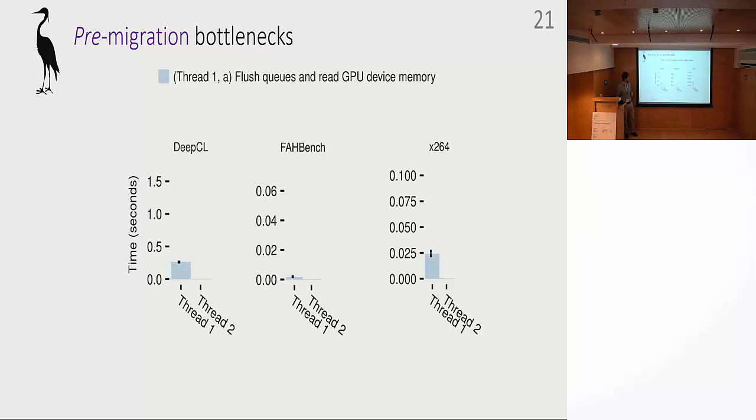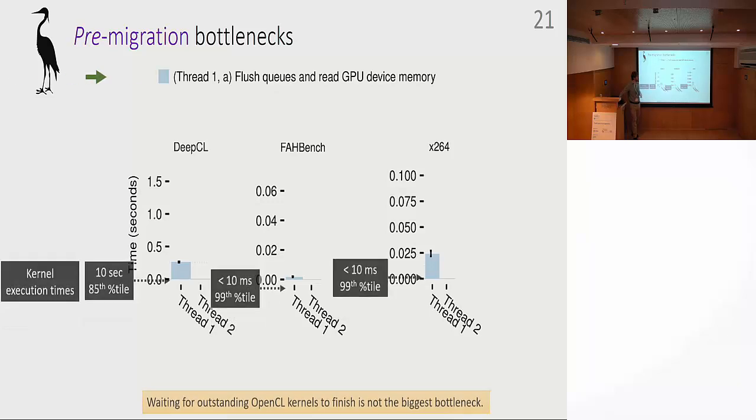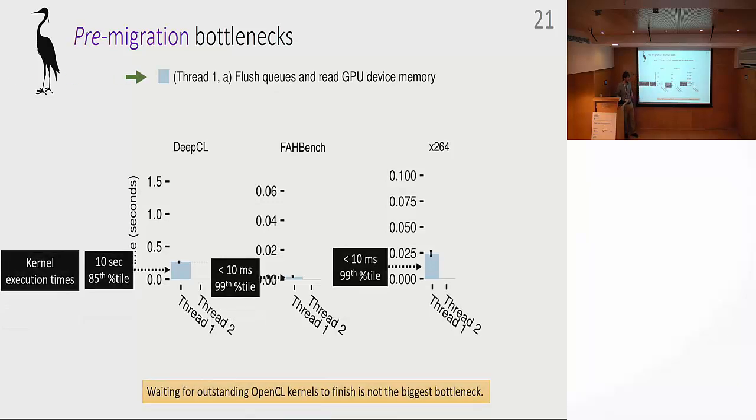So during pre-migration, we first start by waiting for any kernels to finish. It turns out, waiting for kernels to finish is not the biggest bottleneck in the pre-migration stoppage. If you look at the 85th percentile for DeepCL, which has the longest running kernels, it's about 10 seconds. However, for the other applications, such as the user-facing application, the kernel runtime's 99th percentile is less than 10 milliseconds.